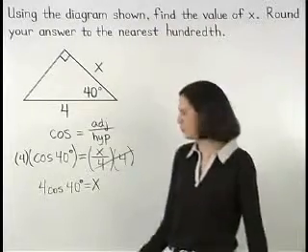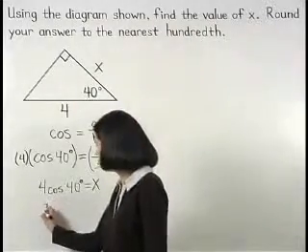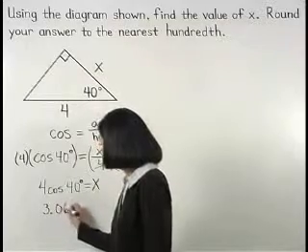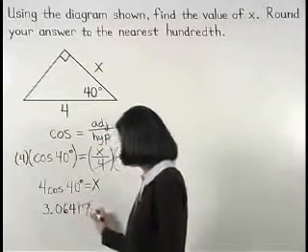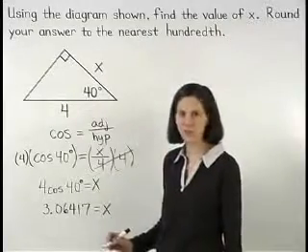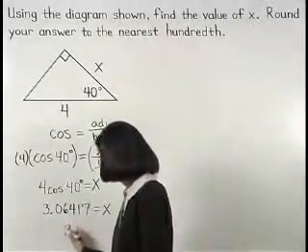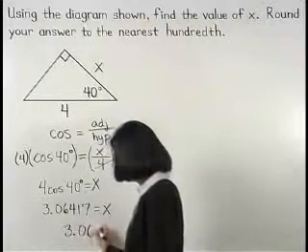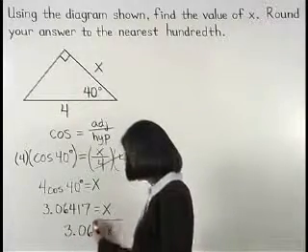Either way, we find that 3.06417 equals x. And rounding to the nearest hundredth, 3.06 equals x.